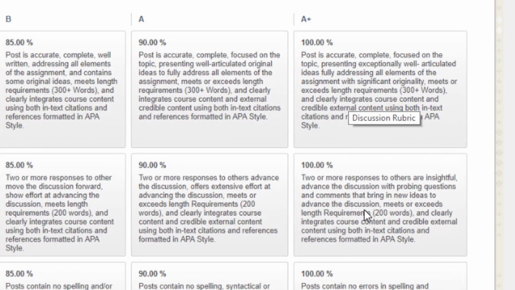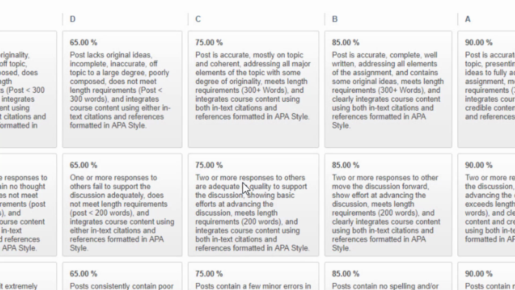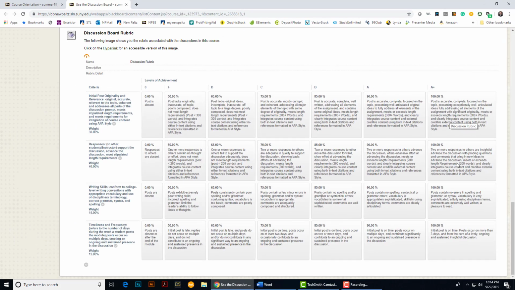As you can see over here, to get an A+, there is an expectation that you're going to respond to at least 2 or more peers in the discussion. In fact, you're expected to do 2 or more peers just to get a C, but there's other requirements that go along with that to get that A+.